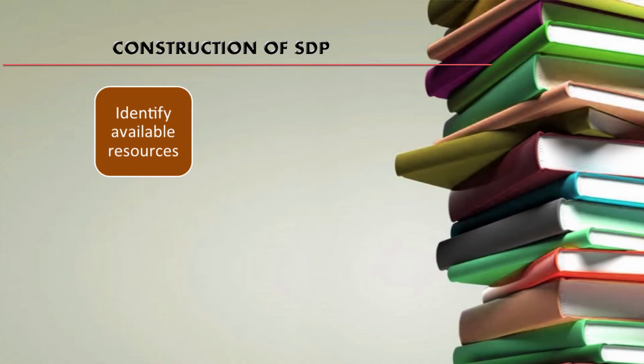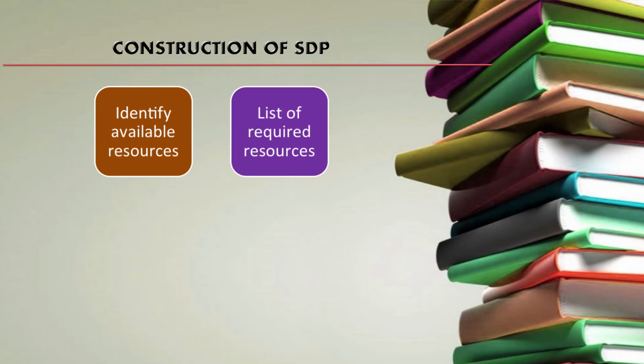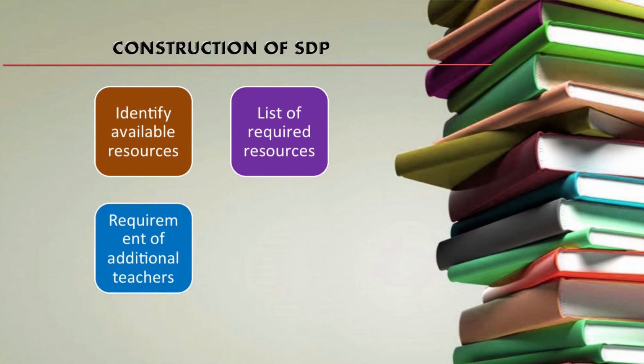First of all, what will the SMC do? The SMC will observe, supervise, visit the school, inspect the school, and they will include it in the SDP, so far as identifying available resources. So, what are the resources already available in the school, and the list of required resources. So, what are the additional resources that are required for the development of the school. So, first of all, the present status, so far as the infrastructural status is concerned, they have to present the present status, and at the same time they will also make a list of what are the different other resources they require.